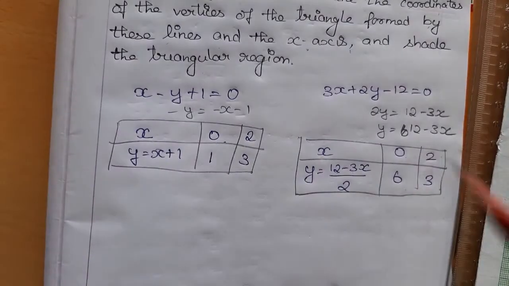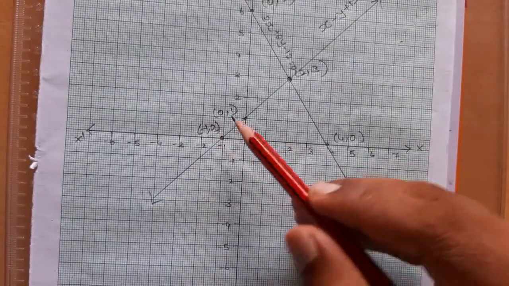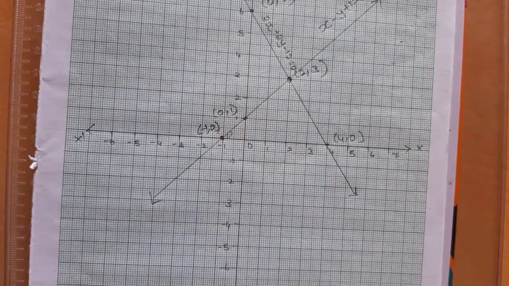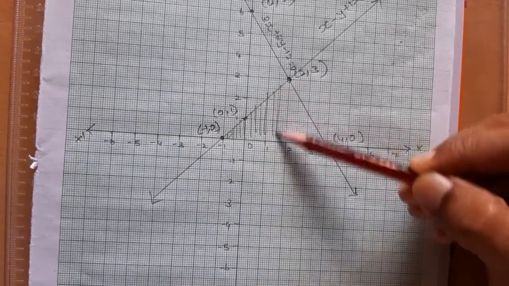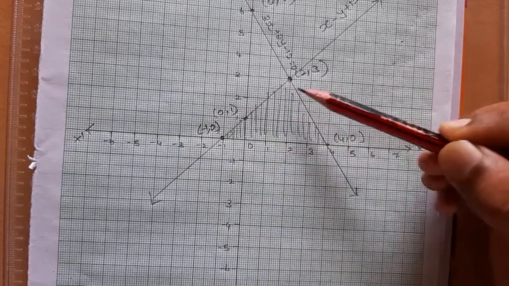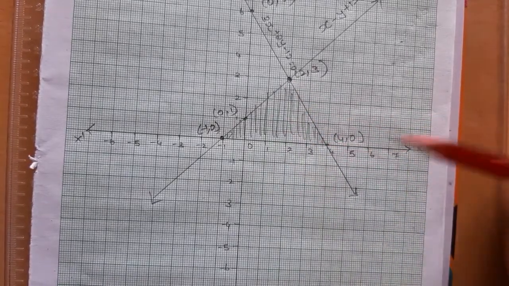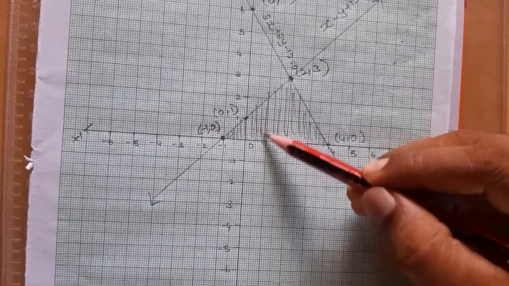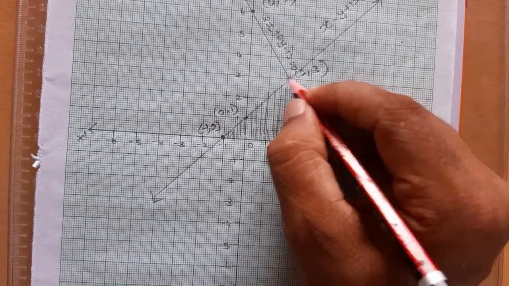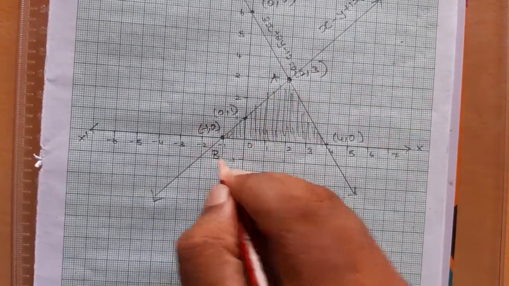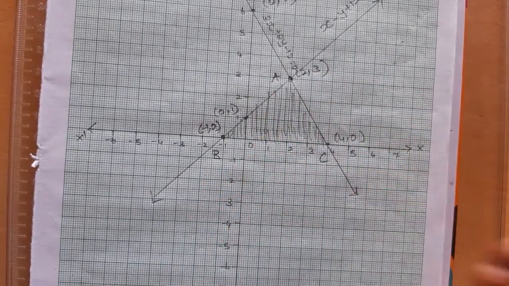And the question also says to shade the triangular region. So we have to shade the triangular region. Clear? And these three points, let me consider them as A, B and C.